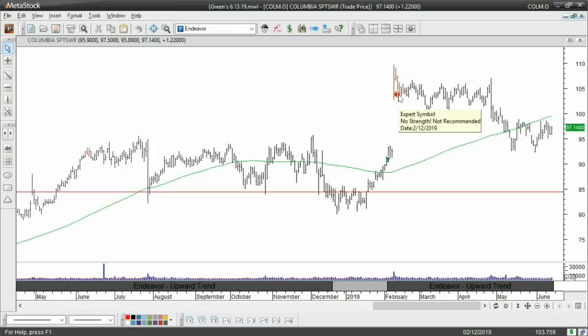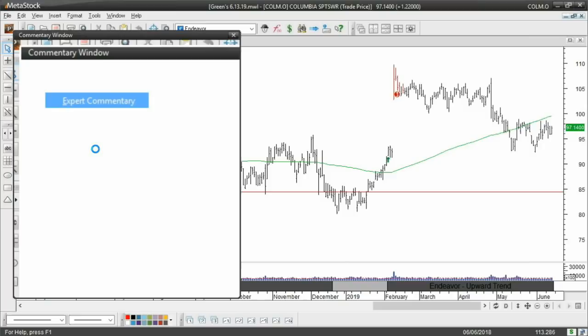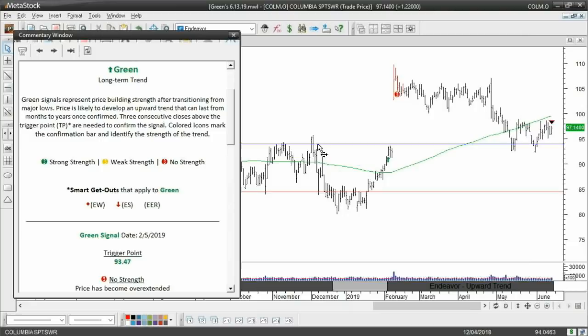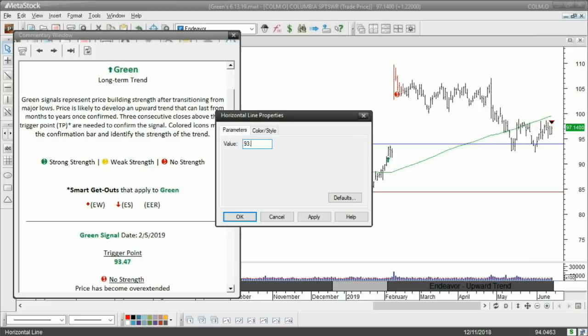So this is Columbia Sportswear, ticker symbol COLM. Again, if you would have run a green report on 2/5, so February 5th, this is the stock that would have come up. Then you would have had to wait, identify your trigger point, 93.47, and then wait for your 3 closes.